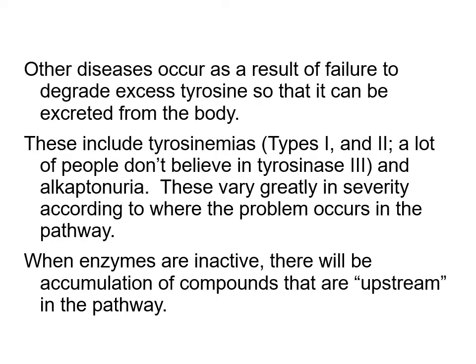The other diseases, which occur as a result of the failure to degrade excess tyrosine, or to do that efficiently, include the tyrosinemias, types 1 and 2, and also alkaptonuria. These vary greatly in severity according to where the problem is, owing largely to the metabolites that will accumulate in the absence of the enzyme that's involved.